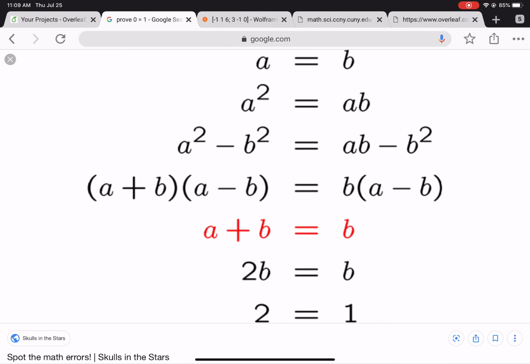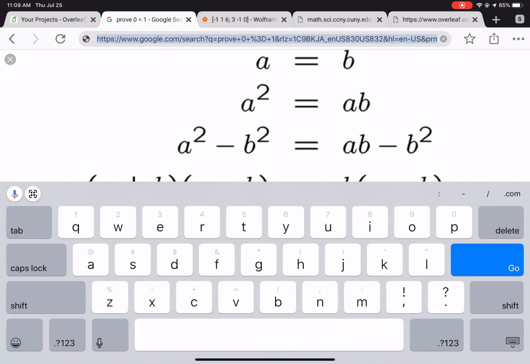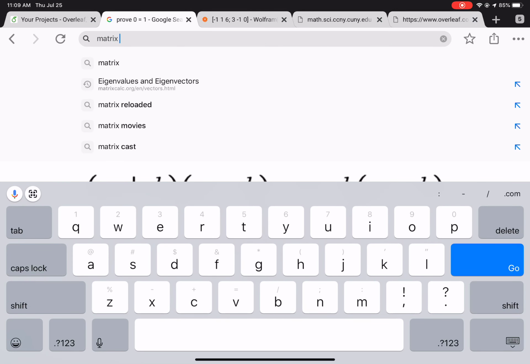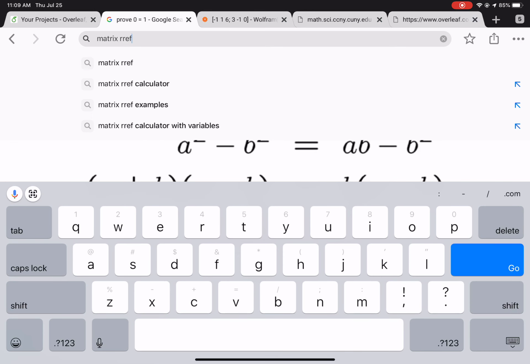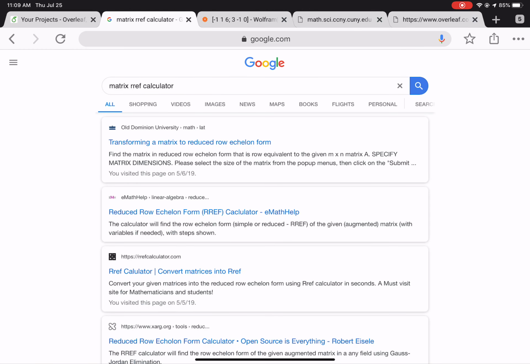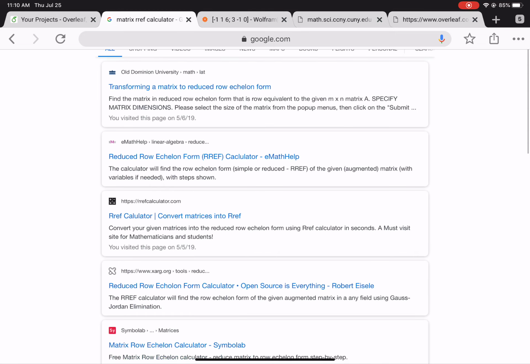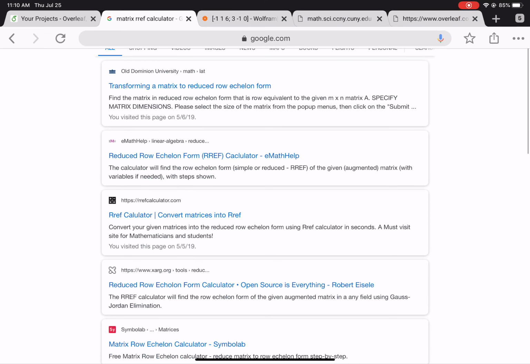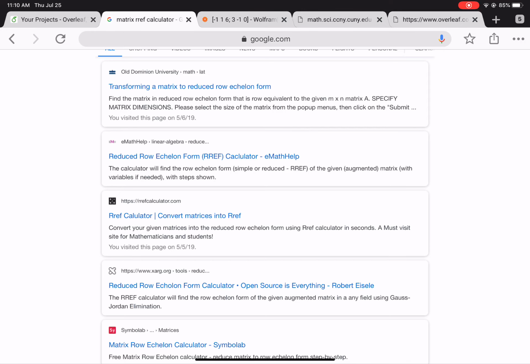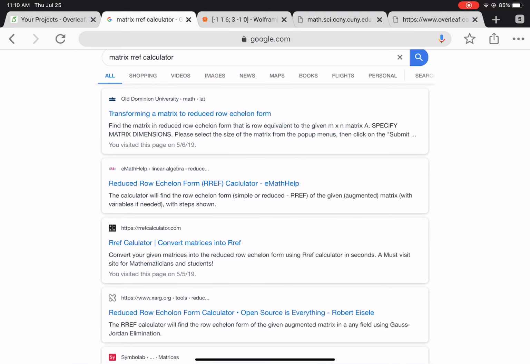let's try this in Google, right? Google never fails. So matrix, and I'm gonna put RREF calculator. RREF is you put in a matrix, and it will reduce it to the form that you want. And this form that we want, not the first form that usually you learn, is called the RREF, the reduced row echelon form. Let's see if we can select a calculator, and let's do it here.